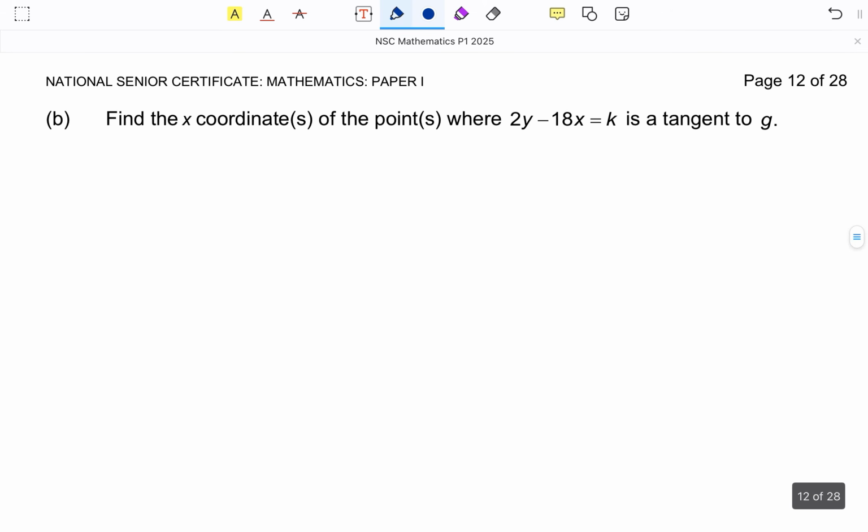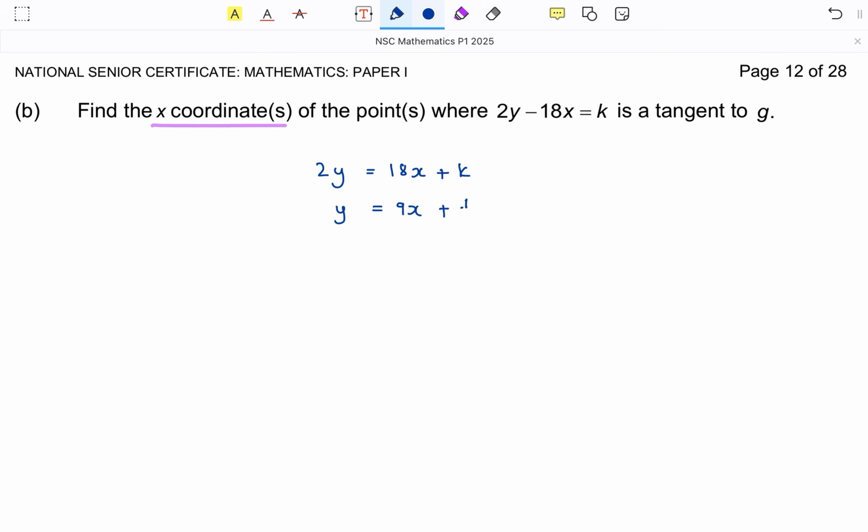The next part in this question now asks us to find the x-coordinate of the point or points where this equation is a tangent to the graph. So the first thing that I would do is get the equation into standard form. So I will take the 18x over, and then I will divide the 2 away. So if I divide 2 there, it gives me 9x, and then I would write this as a half k, because there's technically a 1 in front of the k.